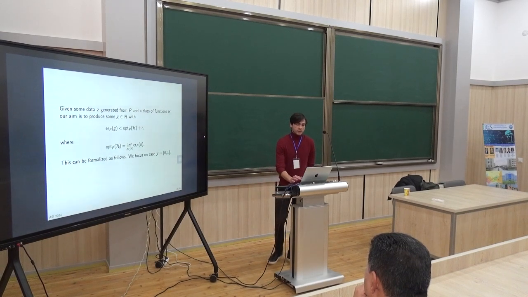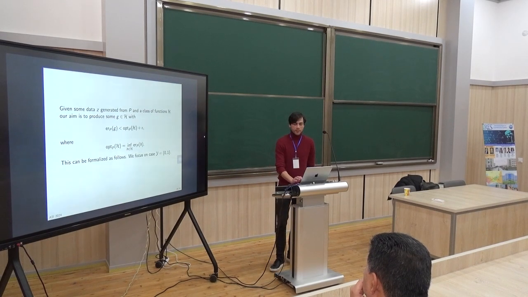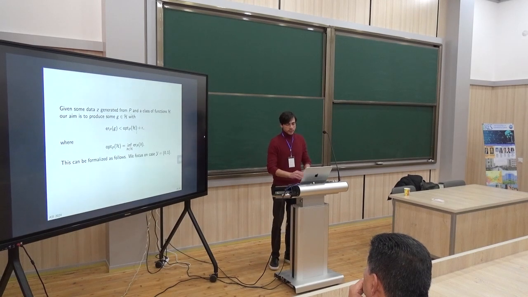And what we want is somehow, at the end of our work, to end up having a function G that is close to optimal. So not worse than epsilon, not more than epsilon worse than the best possible function in the class H. Okay. And so we can try and formalize this as follows.